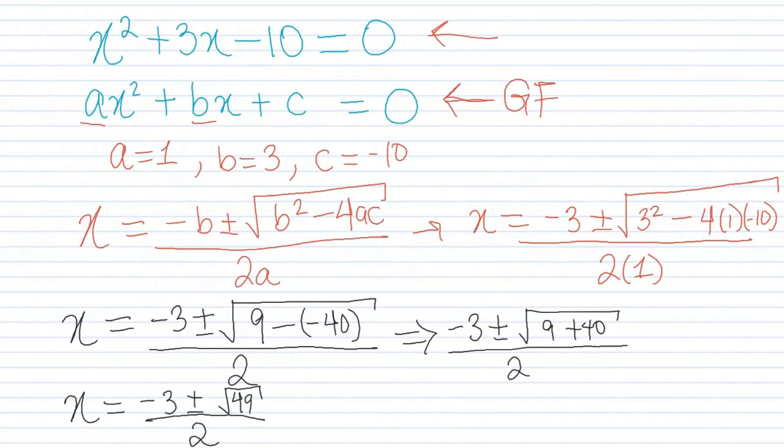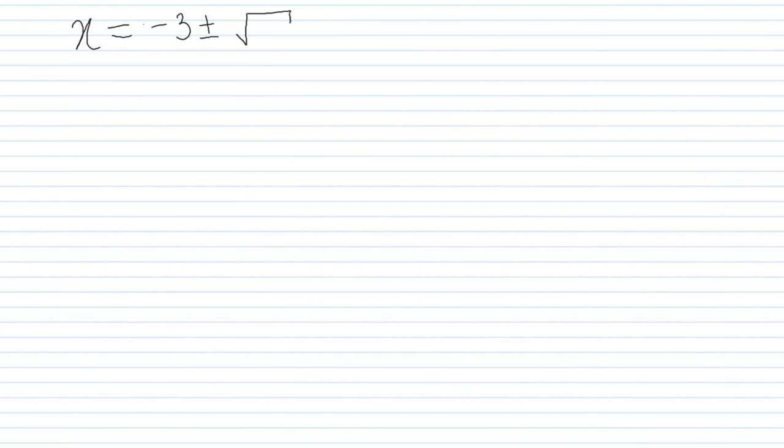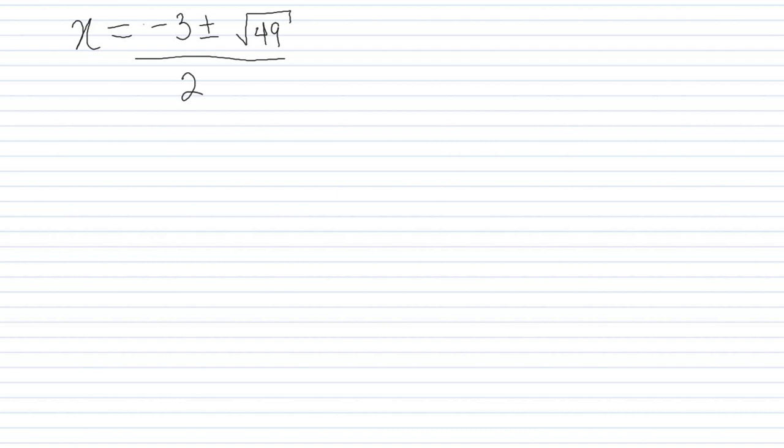So now that we have it in this form, I'm just going to rewrite this part of the question on the next page. So we have x equals negative 3 plus or minus the square root of 49 divided by 2, right? Okay, so this then becomes x equals negative 3 plus or minus the square root of 49. We know that value to actually be 7.